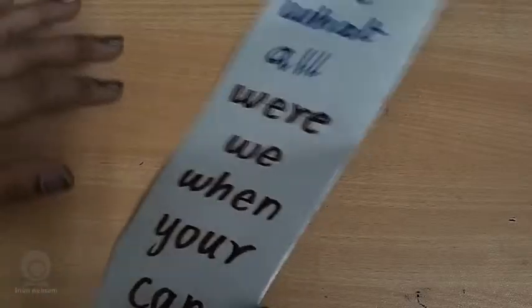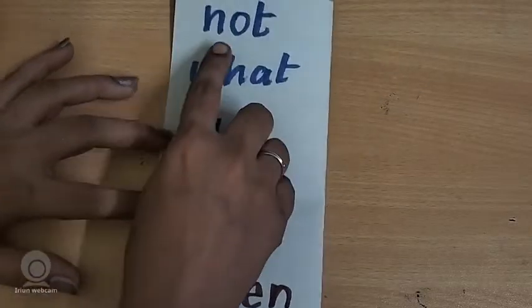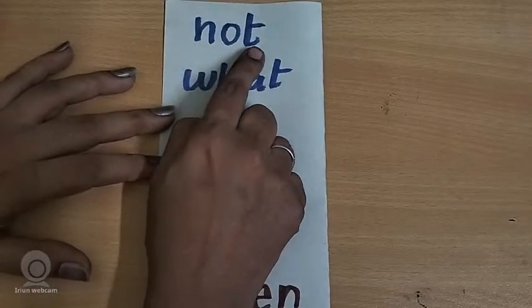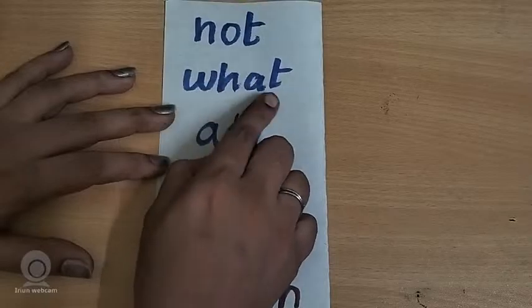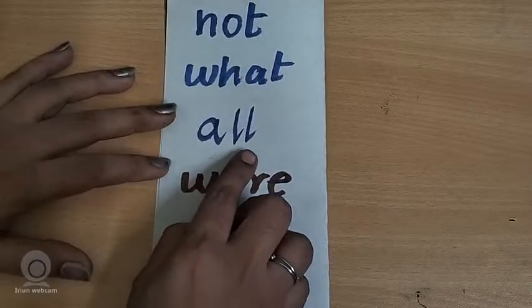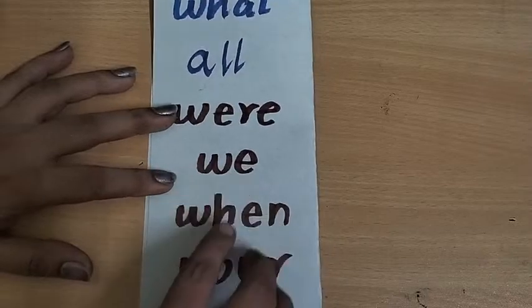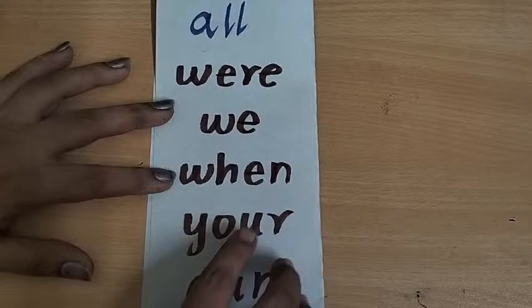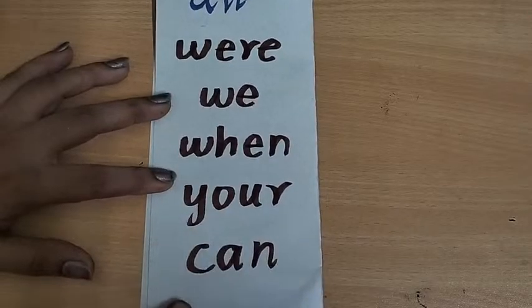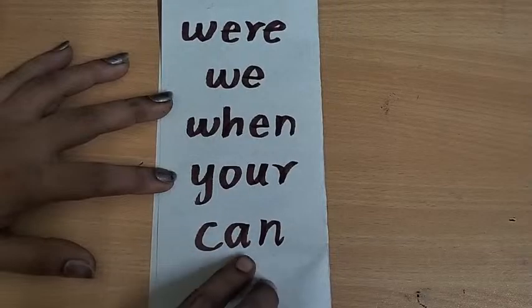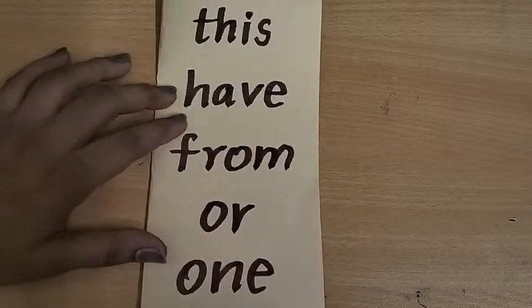The next set of words: not. This can be pronounced with the sounds n, o, t. Not. What, all, where, we, when, your, can. It can be sounded k, a, n, can. So certain words in sight words can be pronounced with the help of phonic sounds.